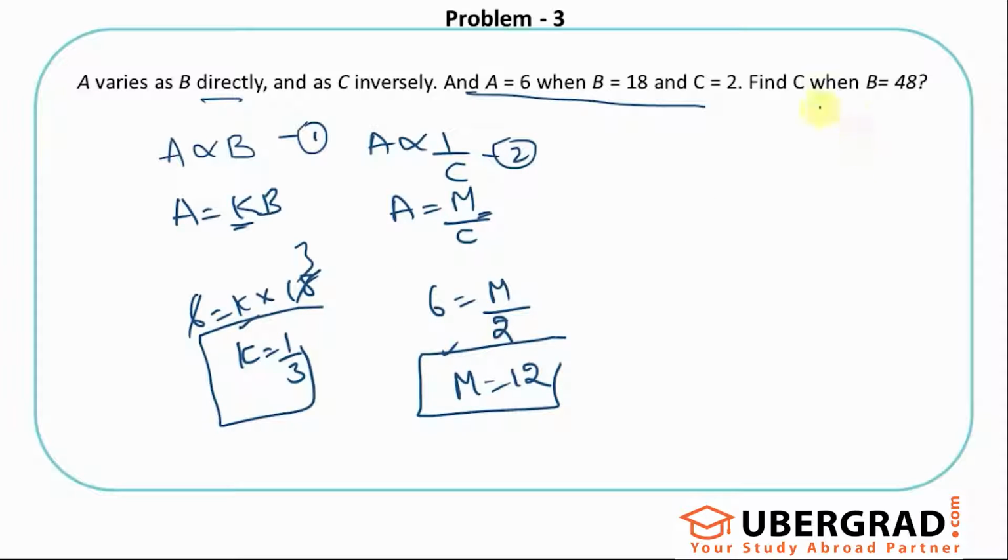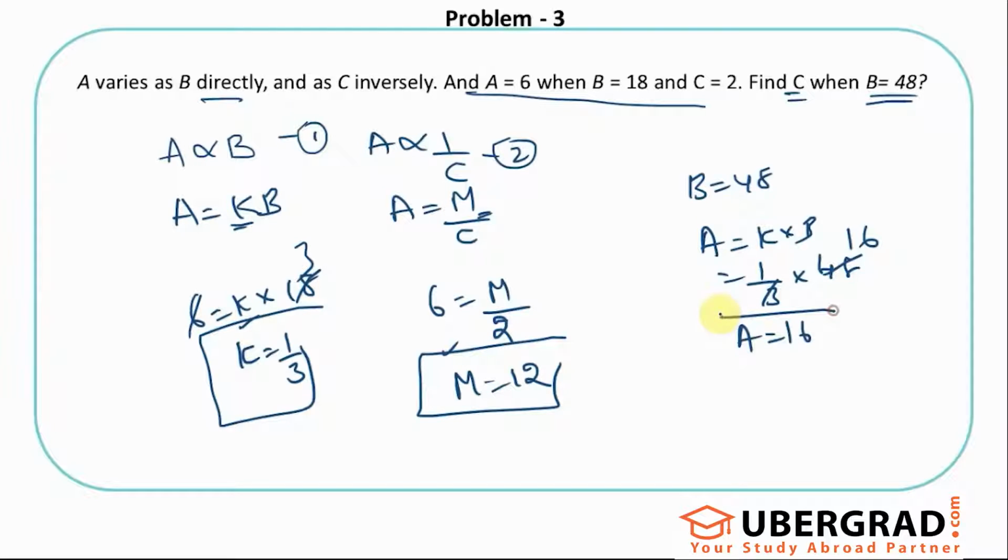The question is asking me to find C when B is given as 48. If B is 48, first let's find A. So A equals K into B. K is 1 by 3, into B which is 48. That's 16, so A equals 16.